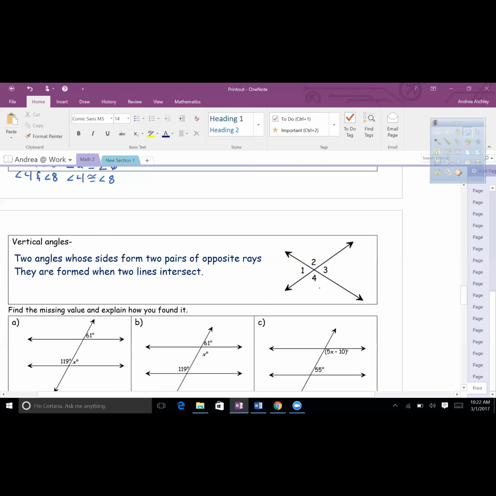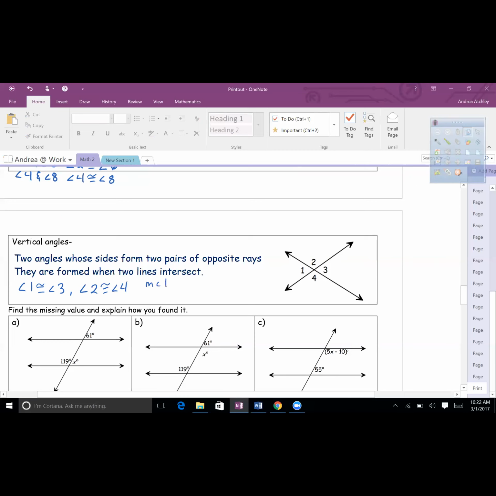That also makes angle 1 congruent to angle 3. Angle 2 is congruent to angle 4. And then we have all the linear pairs.